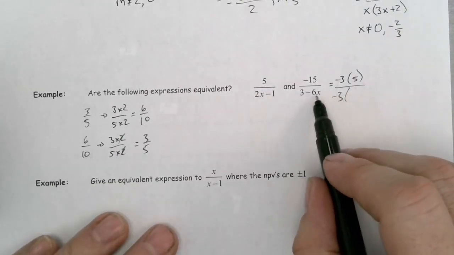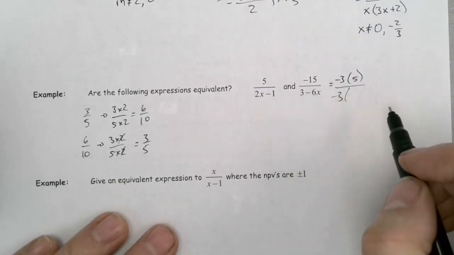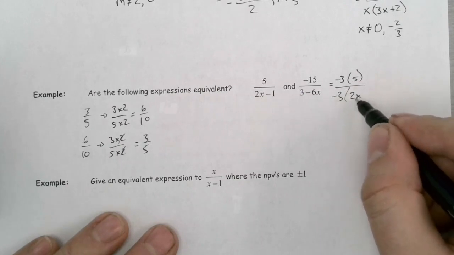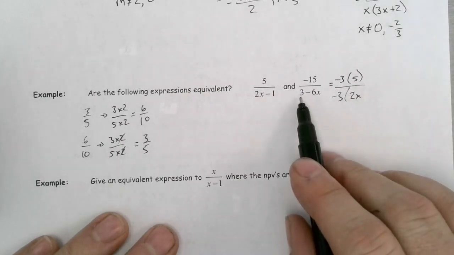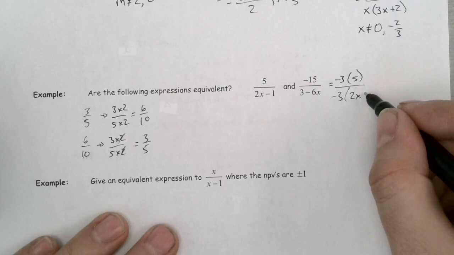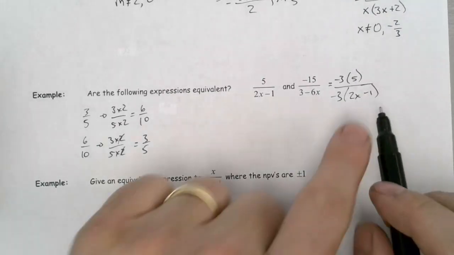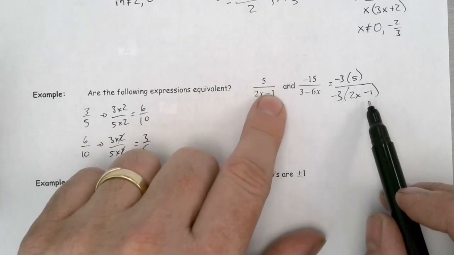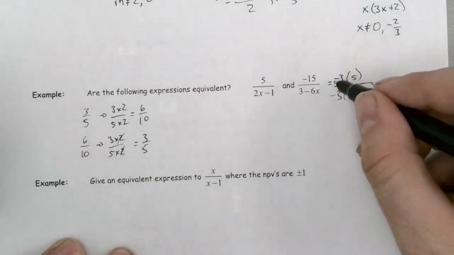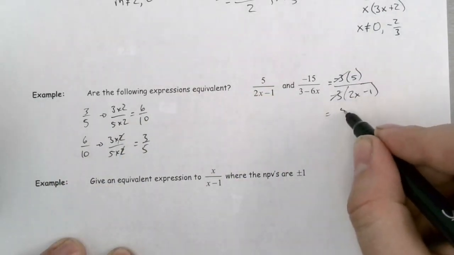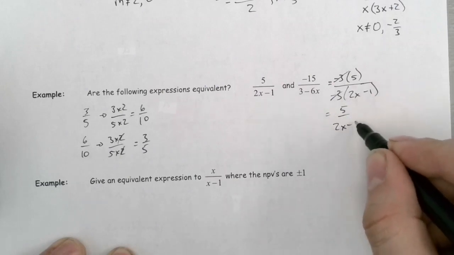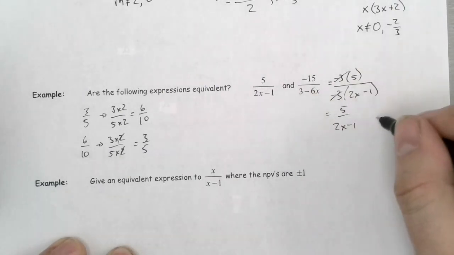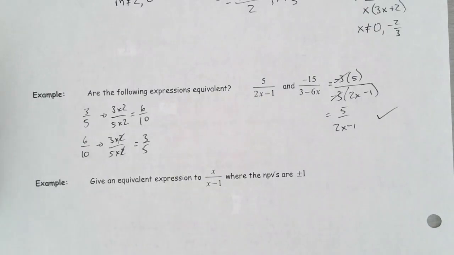So if I factor a -3 out of that -6x, I am going to get 2x. And divide that 3 by the -3, and I do get -1. And notice I flipped the order here because I prefer it in this order, and it lines up nicely with this one. So what that means is the -3's cancel, and this is equal to 5 over 2x minus 1. Are they equivalent? Yes. It's the same thing.